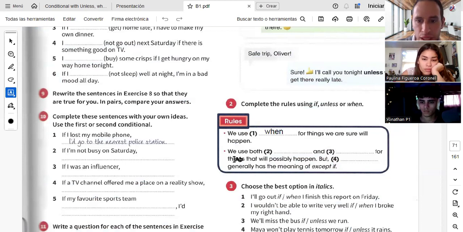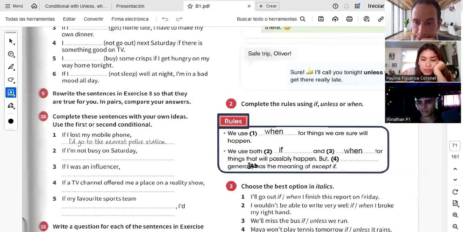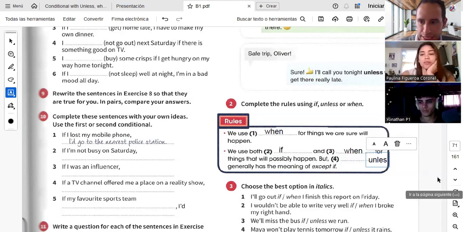Now, Paulina, we use both for things that will possibly happen. If and when. Okay. And things that will possibly happen, but generally has the meaning of a negative condition: if, unless. Unless, sorry. Okay, guys, well done. Well done. So it is clear, right?